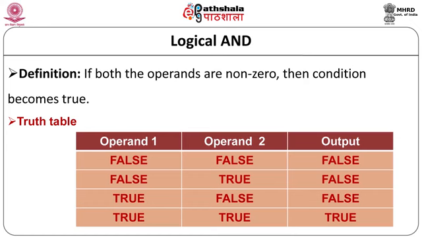In this truth table, you can see there are 2 operands and single output: operand 1, operand 2 and output y or just output. First case, when operand 1 and operand 2 are false, output is false. Operand 1 is false, operand 2 is true, result is false. Operand 1 true, operand 2 false, result is false. When both operands are true, then result is true. It means output is true when both operands are true or both expressions are true.